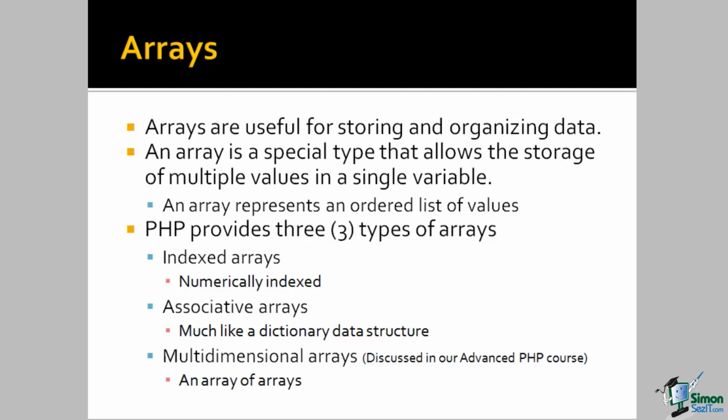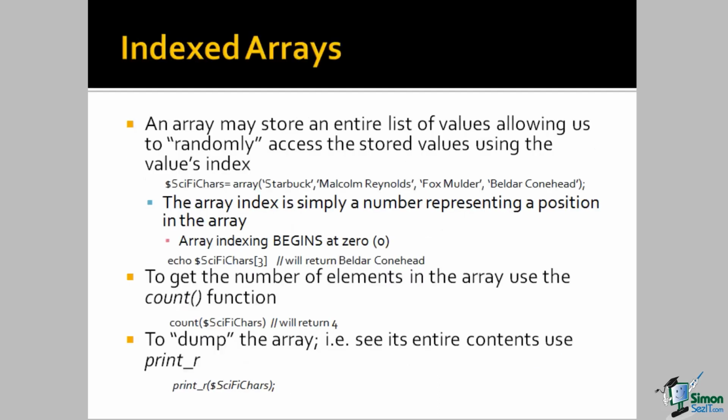We get 3 types of arrays with PHP: the simple indexed array, associative arrays, which are often referred to as dictionary data structures, and multi-dimensional arrays. So an array can store an entire list of values, and we can access those values randomly. And when I say randomly, I mean that you can say, give me the value at position 6, and you don't have to go from position 1 through 5 to get to position 6. You go directly to position 6. This is called random access storage.